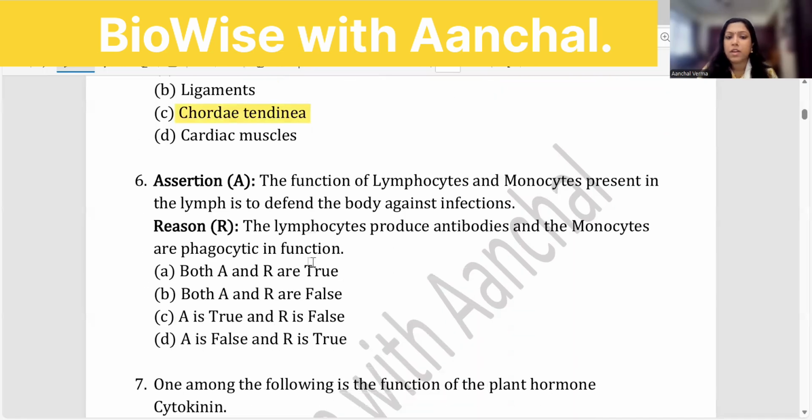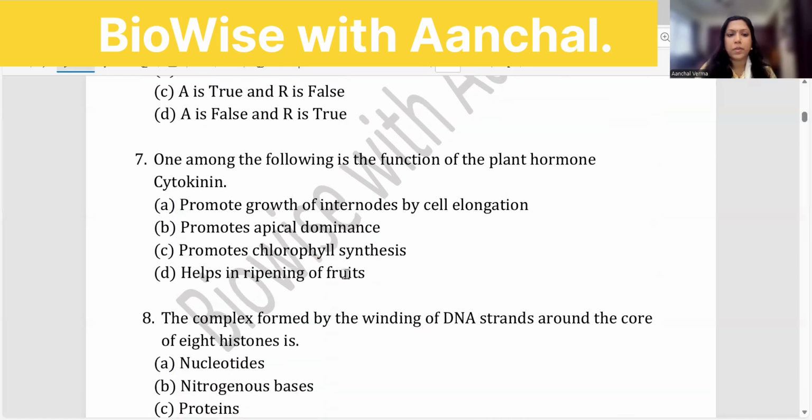Moving to the next, the function of lymphocytes and monocytes present in the lymph is to defend the body against infection. Now that is correct, WBC. The lymphocytes produce antibodies and monocytes are phagocytic in function. That is also correct. So both the statements are correct. A little bit of modification will be done. Like you can have either A is true, R is true, and then you have correct explanation, not a correct explanation. That funda is also there for assertion and reasoning. Moving to the next question.